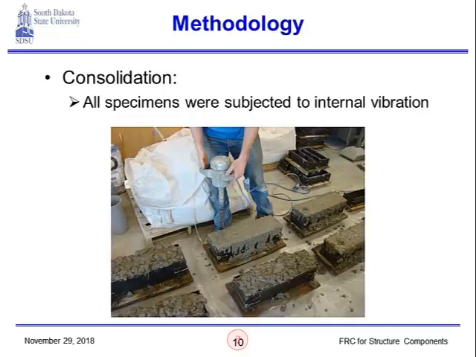For consolidation, all specimens were subjected to internal vibration, as I said, because the slump was very low. When we added fibers, compared to the control mix where we didn't have any fibers, we can notice a very notable decrease in the workability and the consistency of the concrete. So we had to use internal vibration to make sure the concrete is very well consolidated within all the molds, and of course also to make sure the fibers would be distributed uniformly.